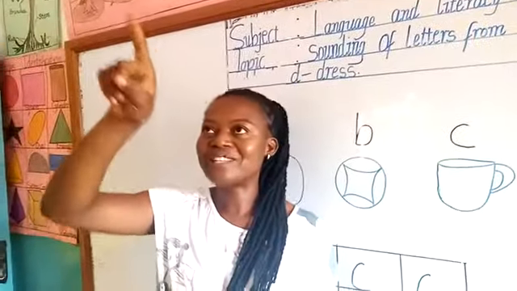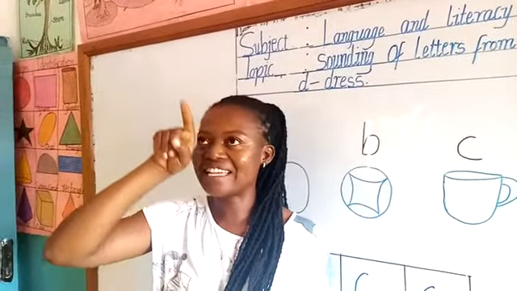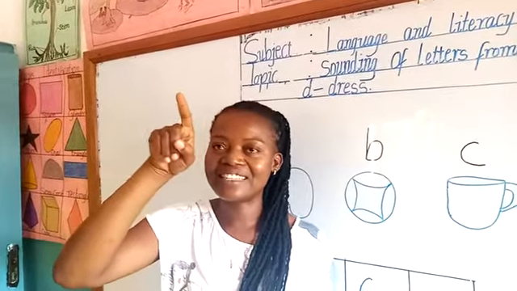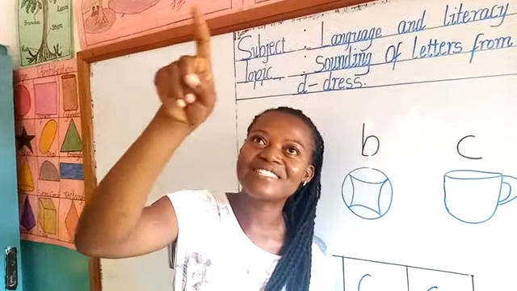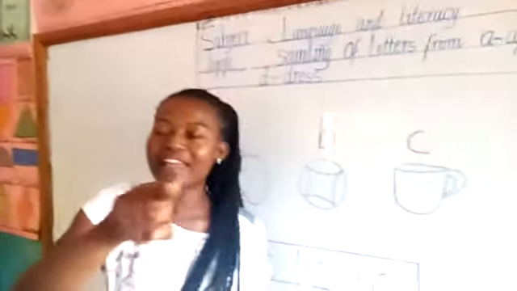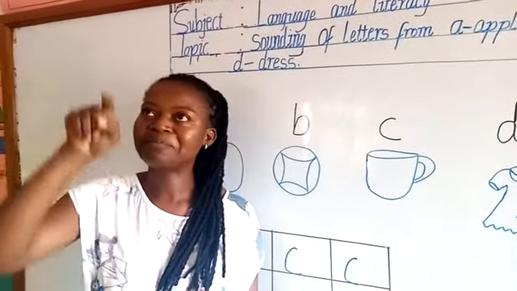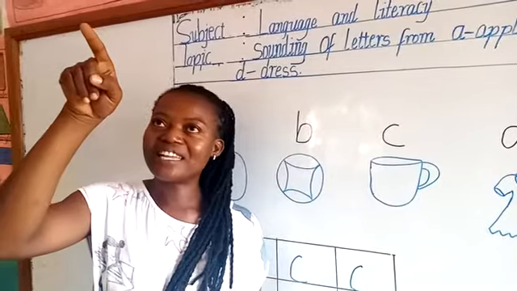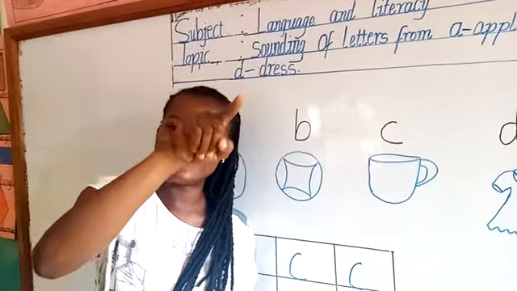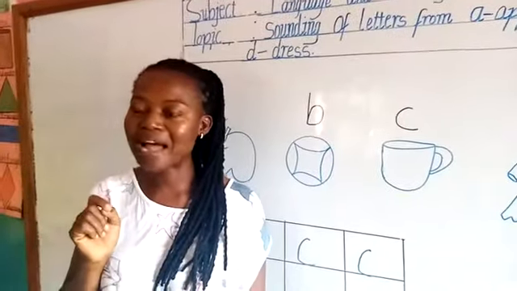Let's put our pencil on our channel. Let's create a channel in the air. This is our channel. Let's turn to our left. We'll curve and come out. Let's do that one more time. Finger on the channel. You turn to your left. You curve and come out.